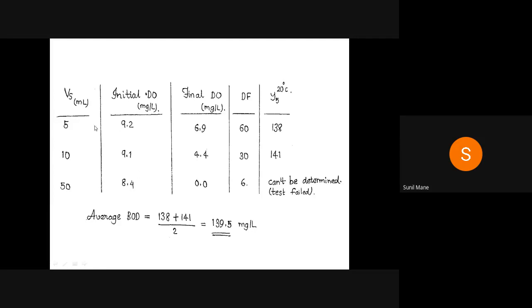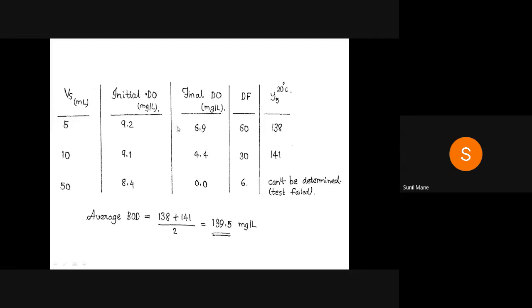Now there are three samples, 1, 2 and 3. These three samples we are going to keep for incubation again. That incubation is at 20 degrees Celsius, and they would be kept for 5 days. After 5 days we are going to take out those bottles, and then we'll be determining the final DO.